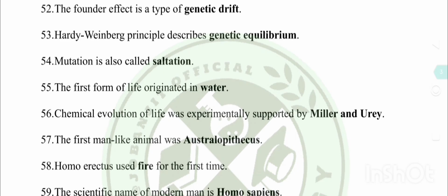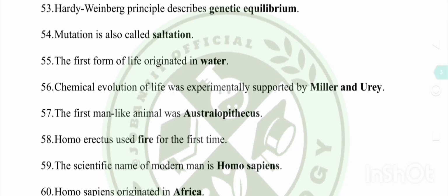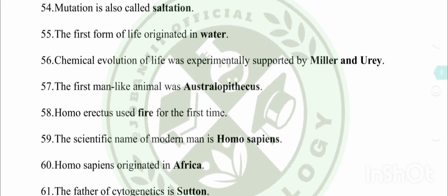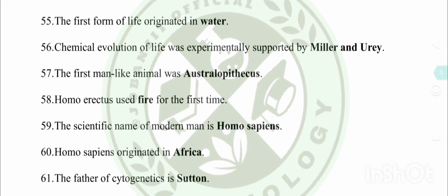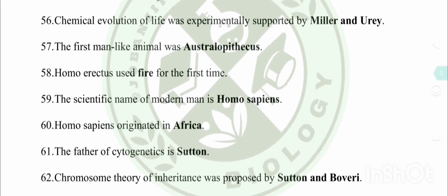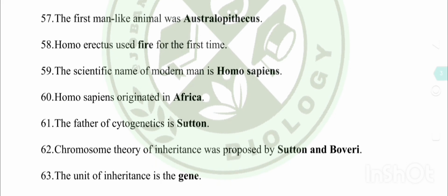56. Chemical evolution of life was experimentally supported by Miller and Urey. 57. The first man-like animal was Australopithecus. 58. Homo erectus used fire for the first time. 59. The scientific name of modern man is Homo sapiens. 60. Homo sapiens originated in Africa.